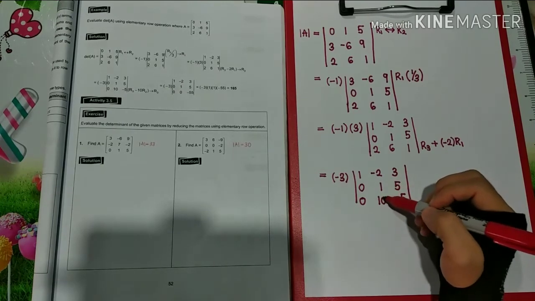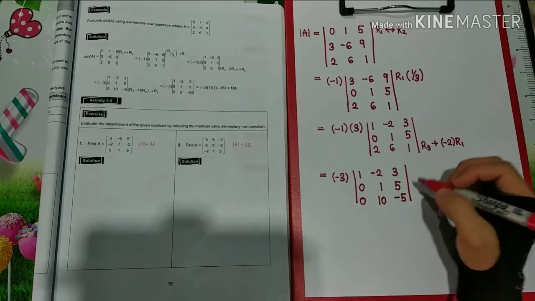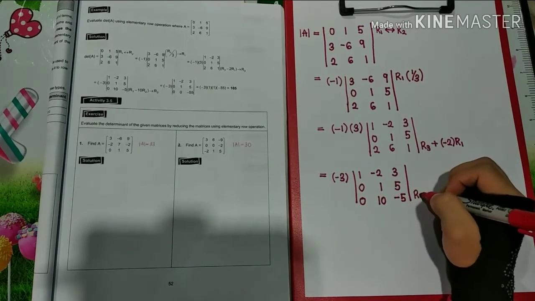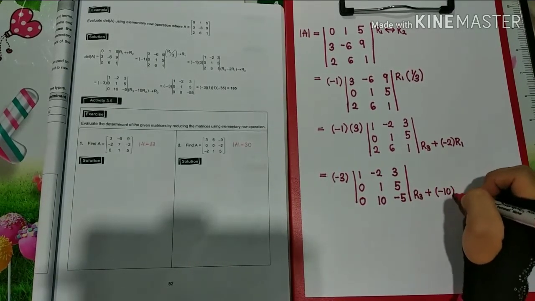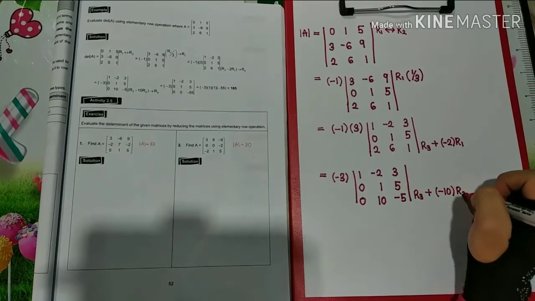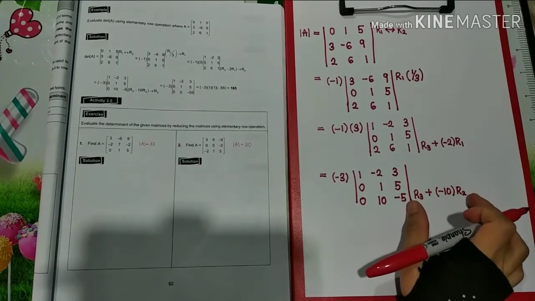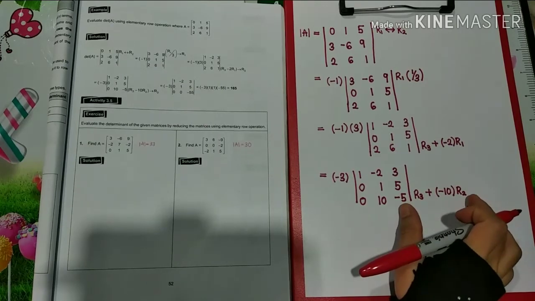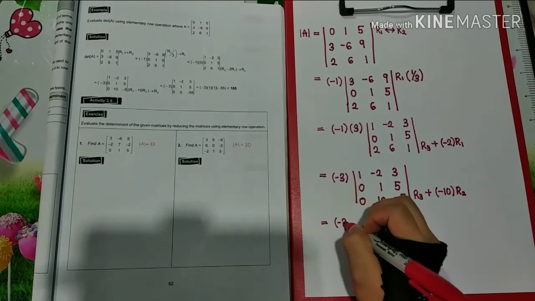Now you check the entries below the leading one here. Okay, this one you change to 0. So that means you change R3 here. You add -10 times the leading one here, which is R2. Same thing, this operation has no effect on the determinant. So you just copy back -3.